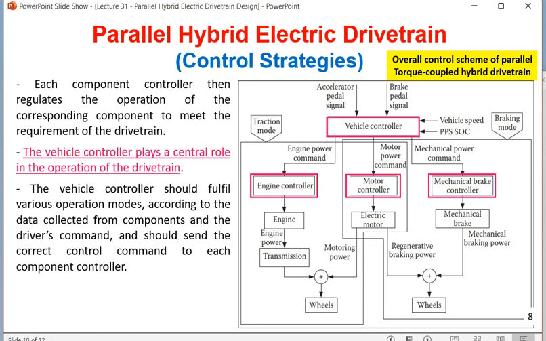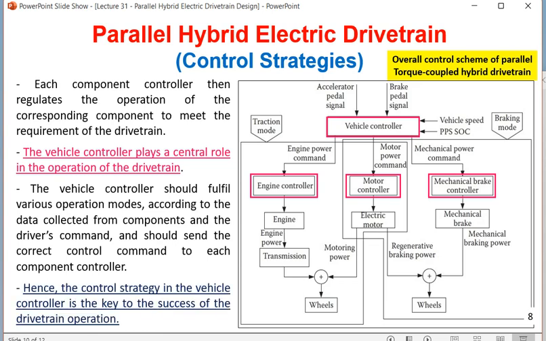So vehicle controller will be collecting the commands from the driver. I told you there are 3 commands: acceleration, brake, and direction, and it will take all the inputs and analyze all the inputs. Depending on that, it is going to give command signals to the engine controller, motor controller, and mechanical brake, so that the other processes also run according to the driver's request.